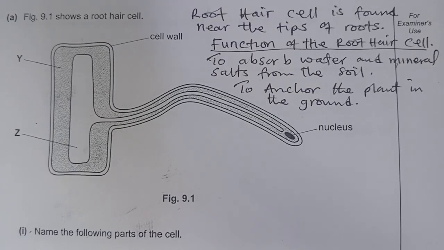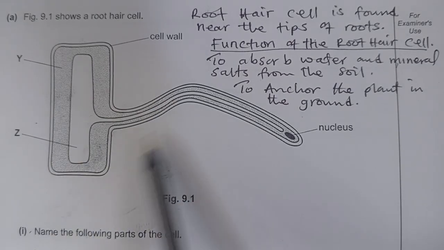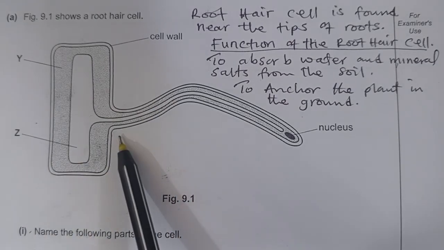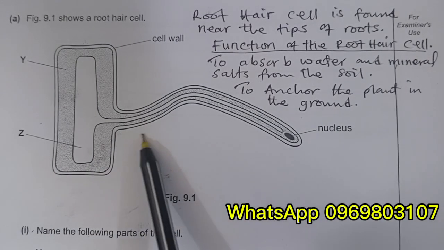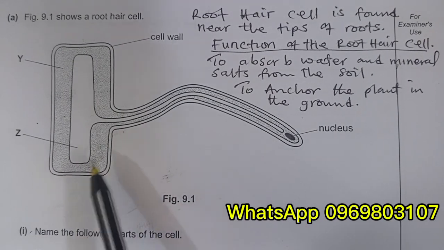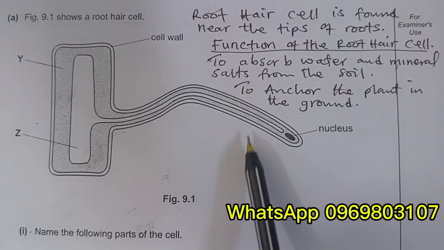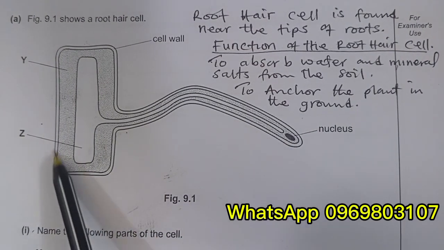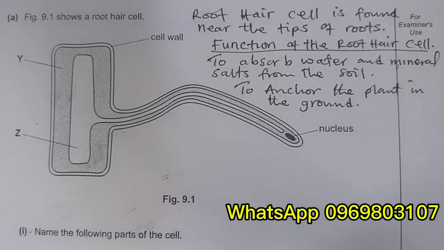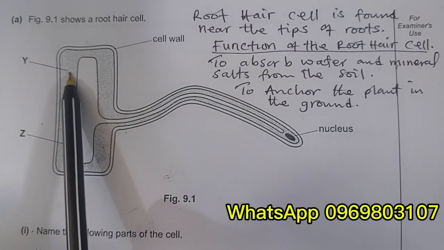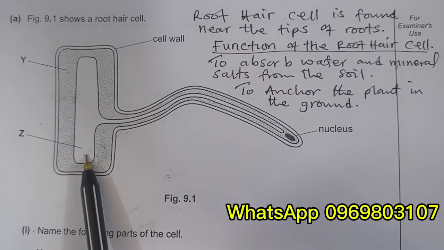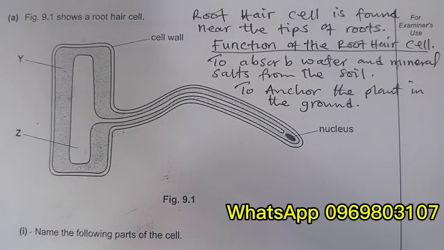Let us now look at the structure of the root hair cell. This is the structure of the root hair cell. The root hair cell has the outgrowth, the elongation. So this is the outgrowth elongation. Then we have the nucleus, and the outer part is the cell wall. Then we have Y, which is the cytoplasm. Then we have Z, which is the vacuole.